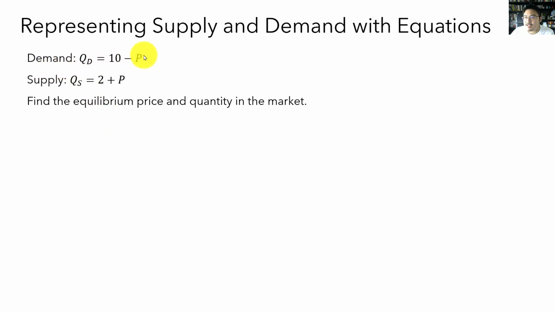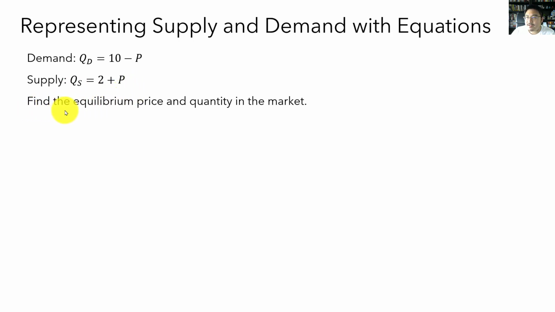So here I'm giving you a demand equation, right? This says that the quantity demanded is a function of price P, and quantity demanded is equal to 10 minus P, right? So what that means is that if price is $1, then 10 minus 1 is 9, and so quantity demanded is 9. If price is $2, then quantity demanded is 10 minus 2, which is 8. So that's what this equation is saying. And then we also have the supply represented as an equation. So the quantity supplied is equal to 2 plus P. And what that says is that if price is 1, then quantity supplied is 3. If price is 2, then quantity supplied is 4, right? And so on. So that's what this equation says.